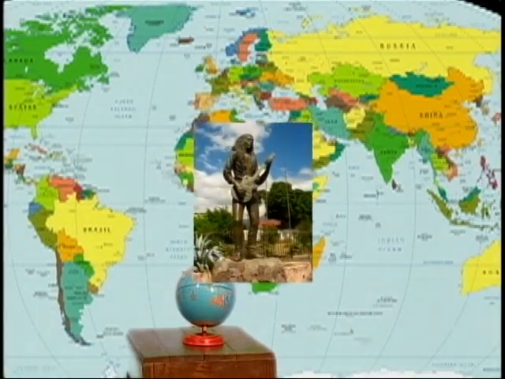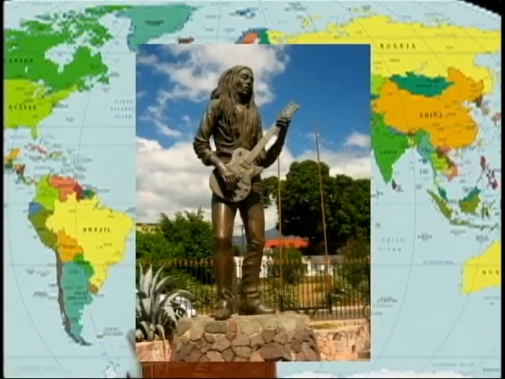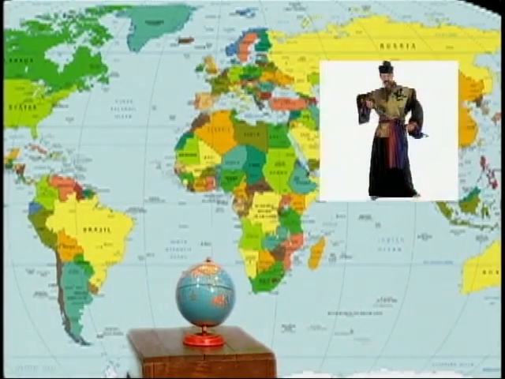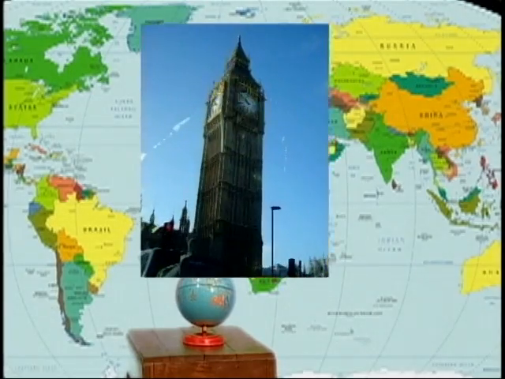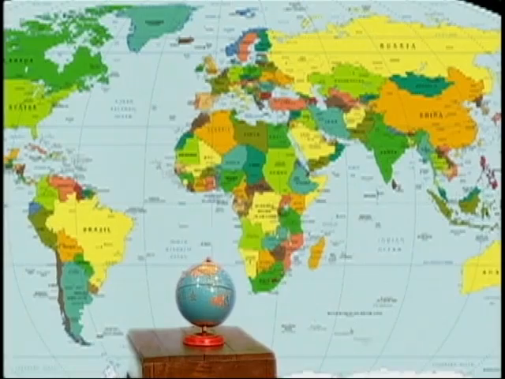Mathematics is a universal language. It can be understood by anyone from any culture or country. And it is always the same no matter where you are. 2 plus 2 is always 4. Period.